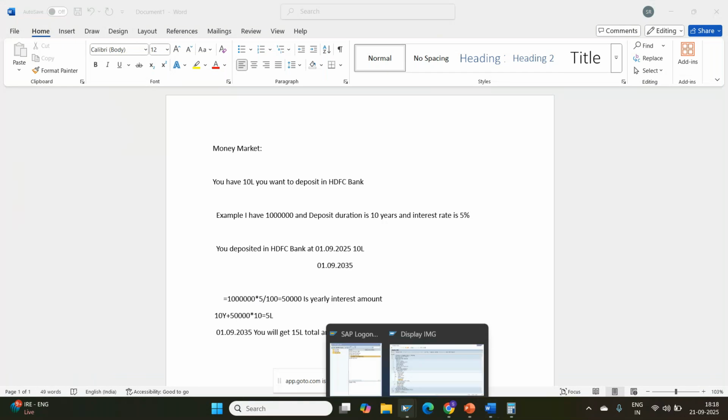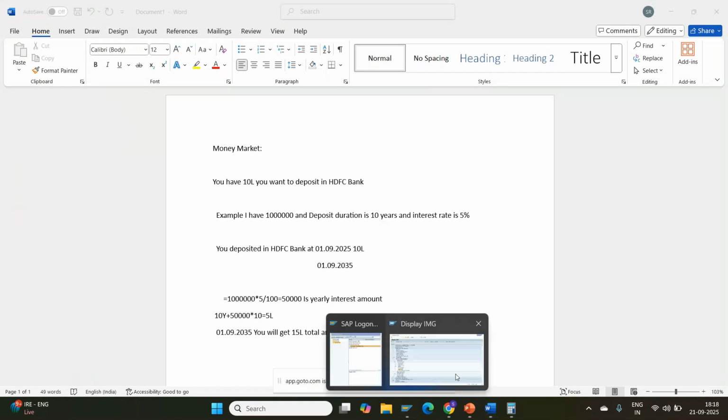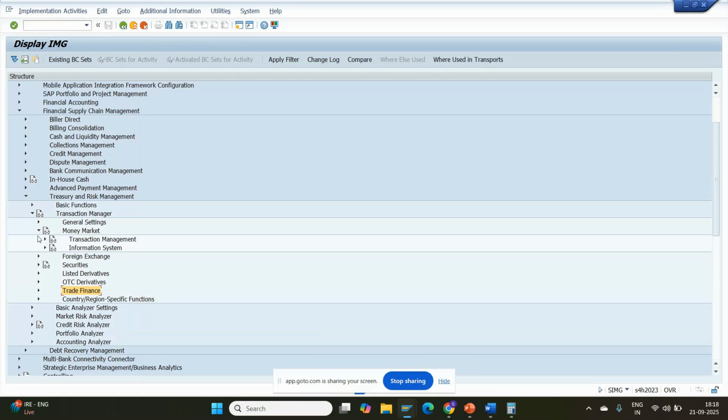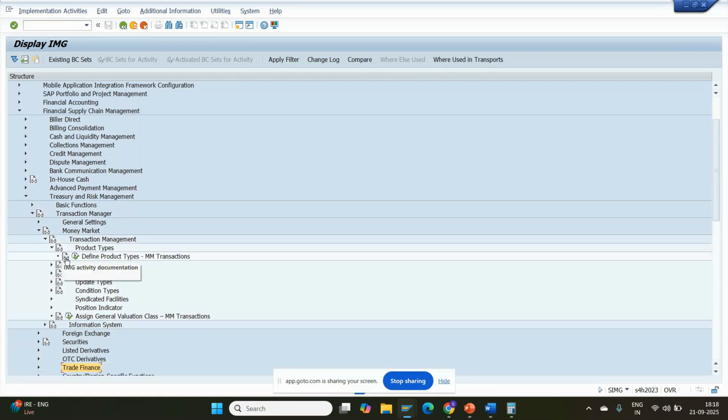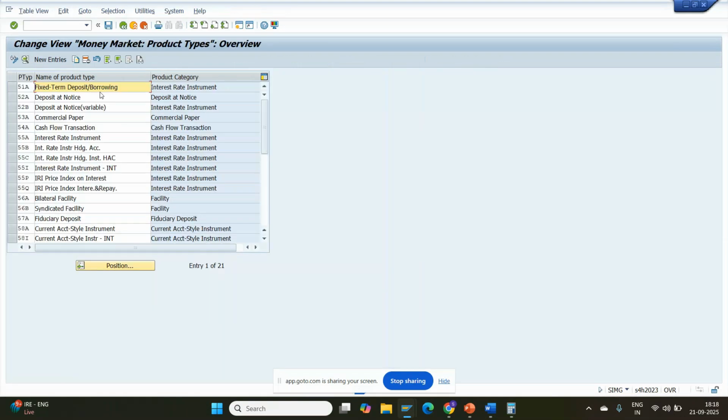If you see in the money market, there is a classification. If you look at product type, fixed term deposit. At the deposit level, you make the 10 lakhs investment and you will get the interest, and on the maturity day you will get the interest with the actual amount. That is called a term deposit. That we can implement at the money market level. That type of investments or borrowing.